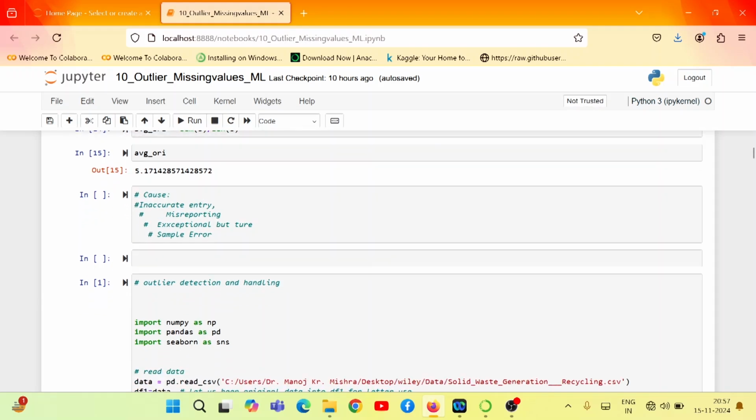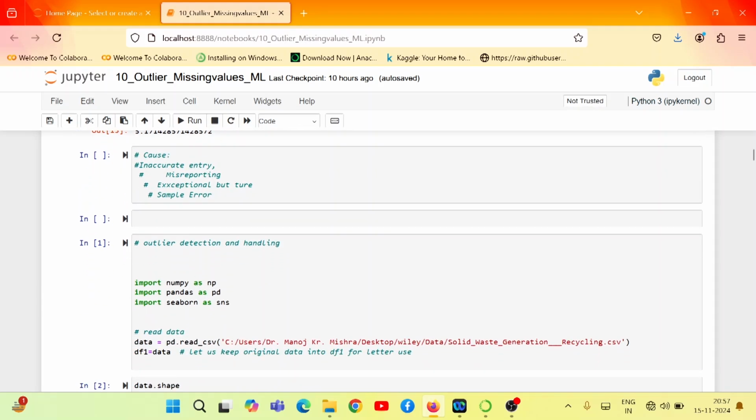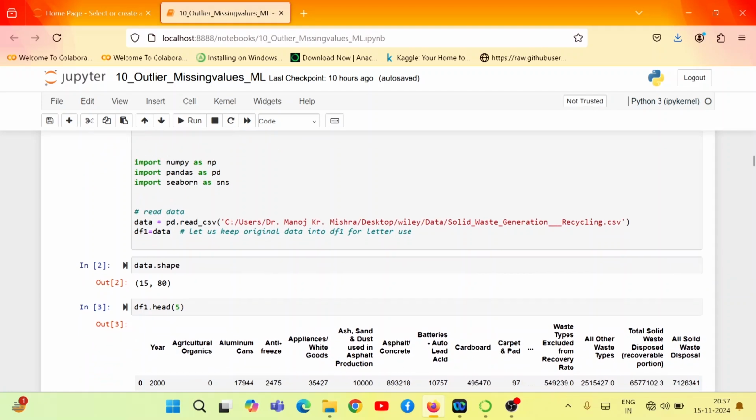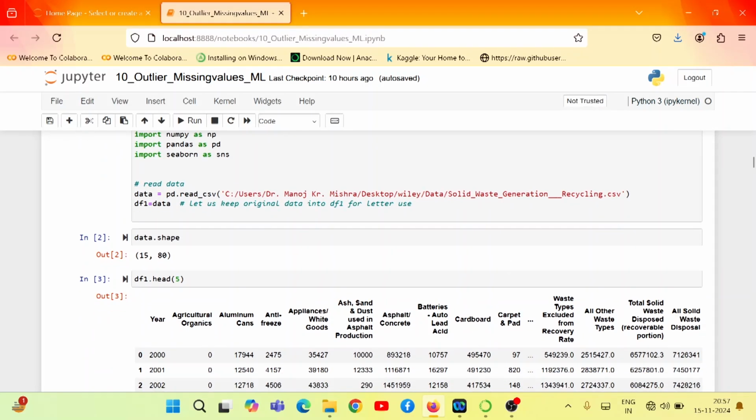So now the concern is, if outliers are there, how to detect them and how to handle them. That part we have to learn. For that, I have taken this data, which is available on Kaggle. This data set contains data related to solid waste management in the states of the USA for 15 years, starting from 2000 to 2014.